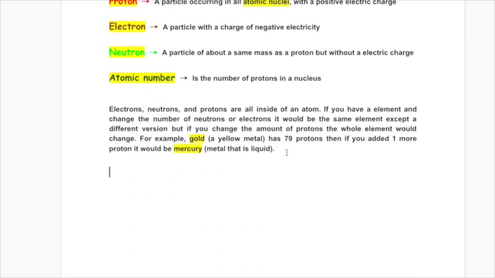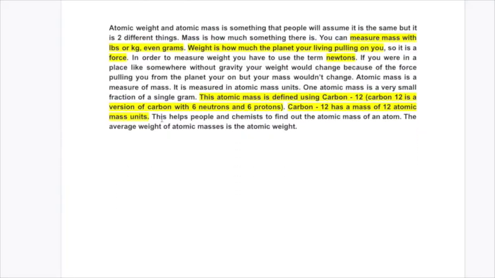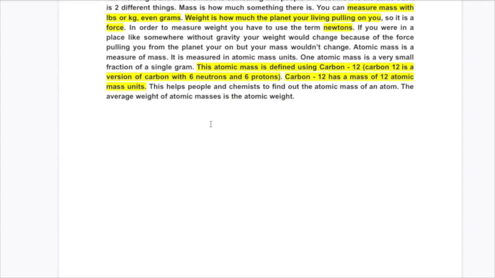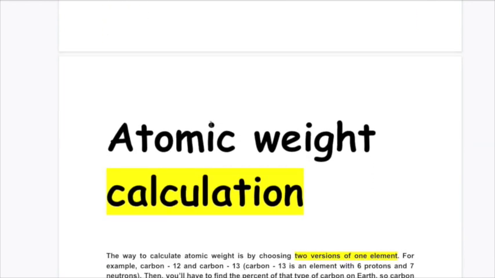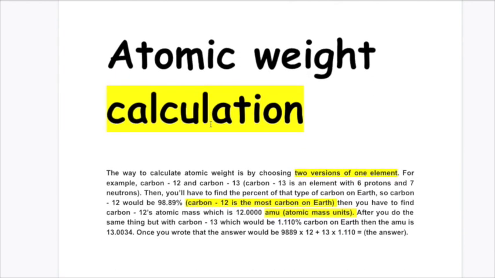Now let's go back. Mass. So this helps people and chemists to find out the atomic mass of an atom. The average weight of atomic masses is the atomic weight. So now, calculation of atomic weight. So now we're going to be showing you how to calculate atomic weight.